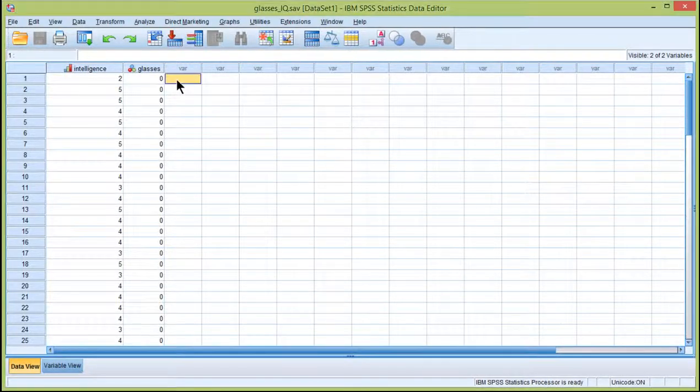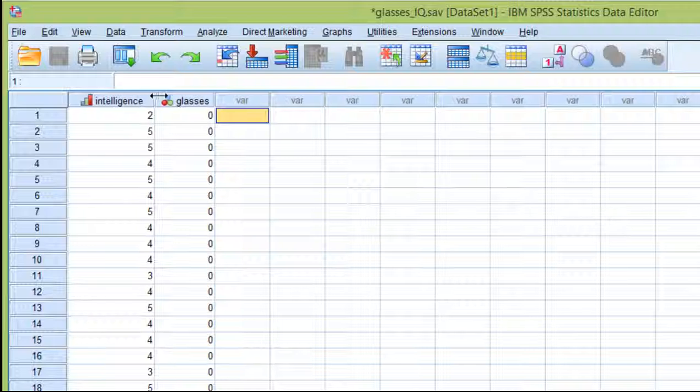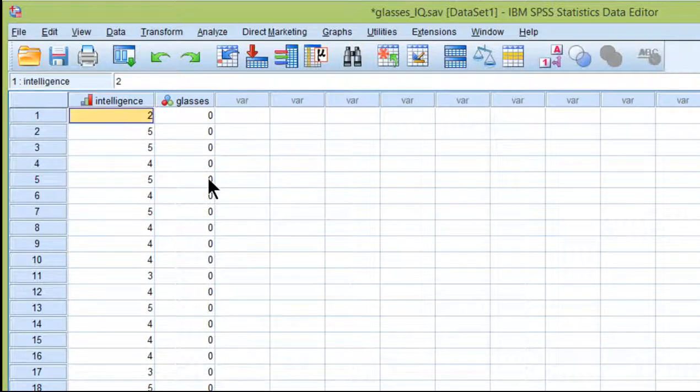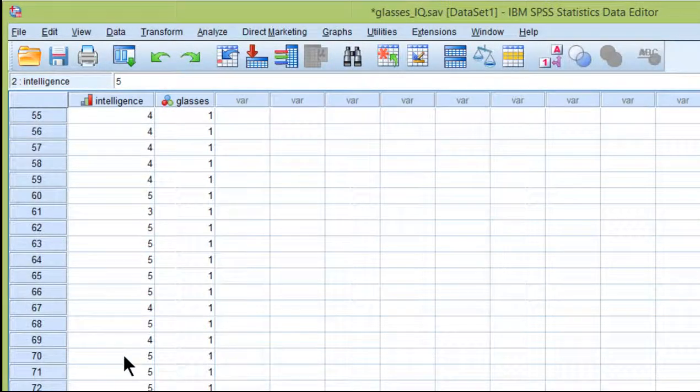In this video, I'm going to show you how I conducted the independent sample t-test in SPSS relevant to the difference in perceived intelligence for faces wearing glasses versus not wearing glasses. So first, just a few comments about how the data are set up here. I've got the dependent variable intelligence in one column. These rows represent cases, and I've got a total sample size of 80.